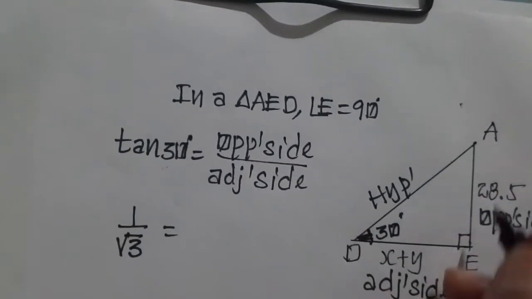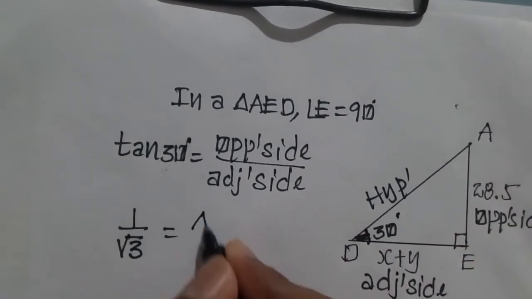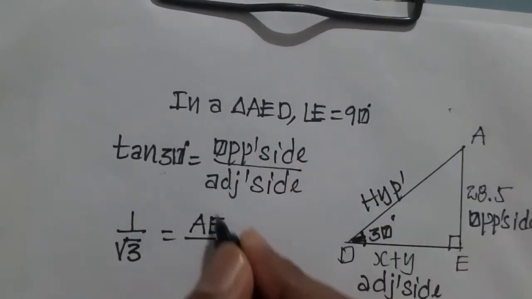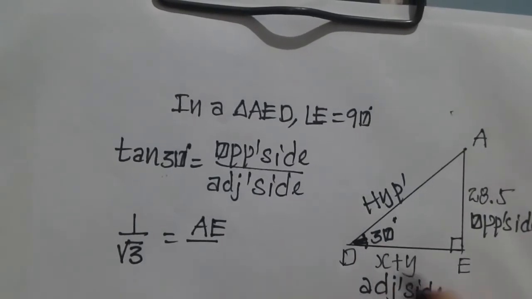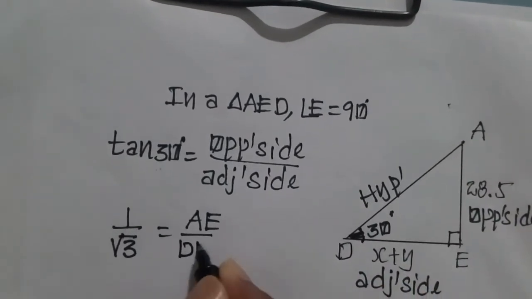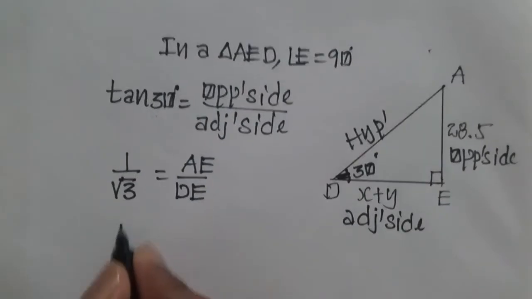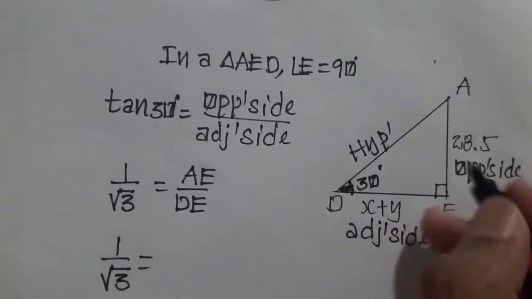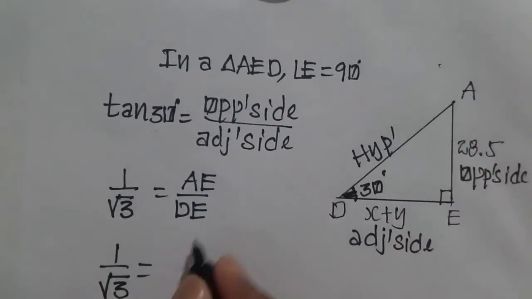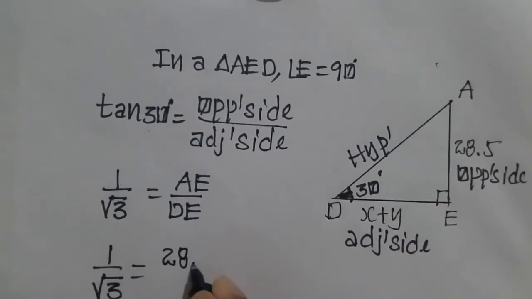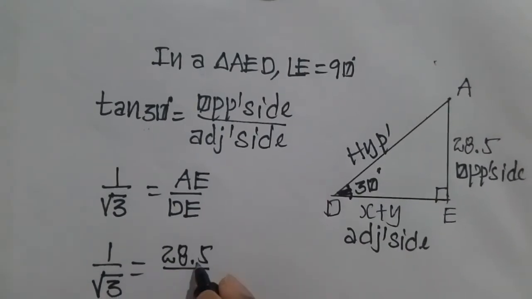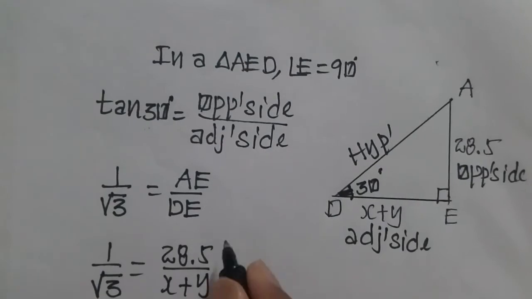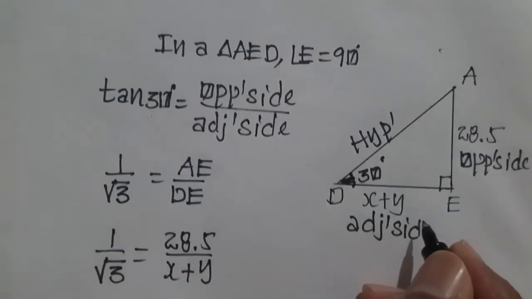Here, what is the opposite side? AE. The opposite side is AE and the adjacent side is DE. Here 1 by root 3 as it is we will write. And AE is equal to 28.5. In the first figure also the same value, AE in the numerator. Now DE is equal to X plus Y, whereas in the first figure it was Y, but here it is X plus Y total.